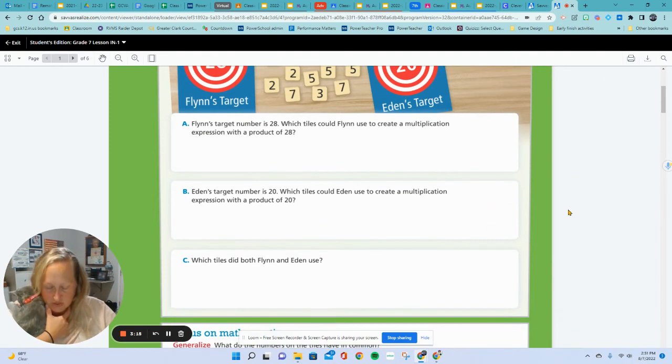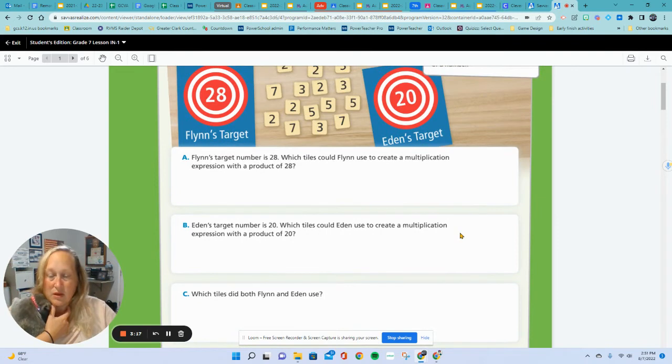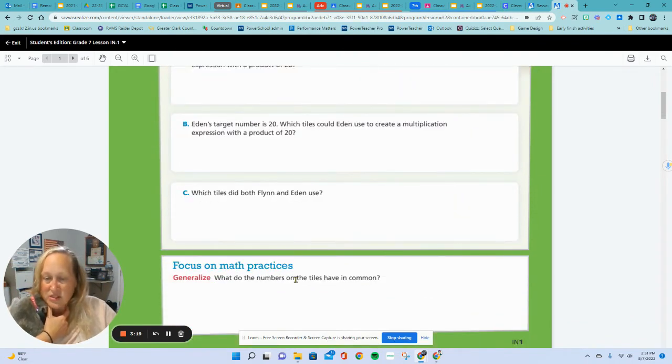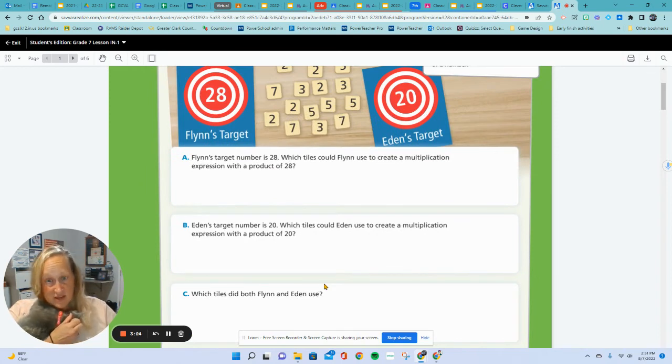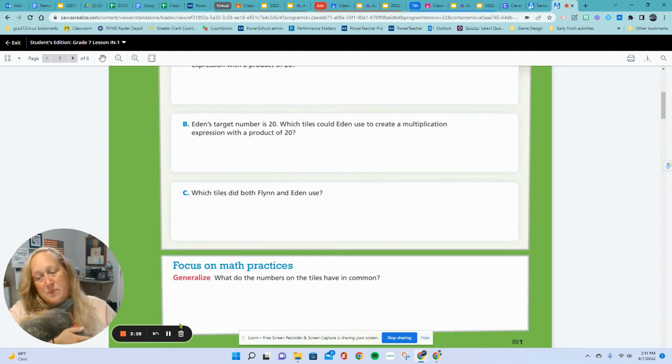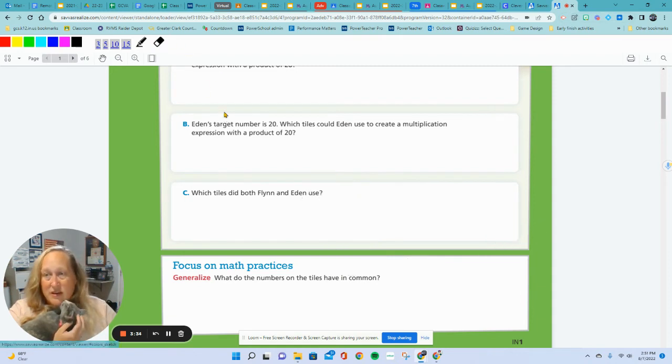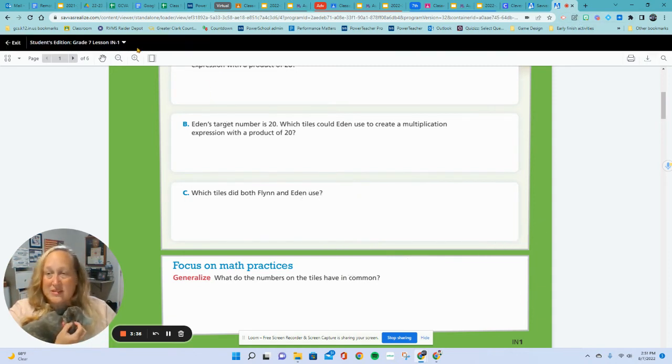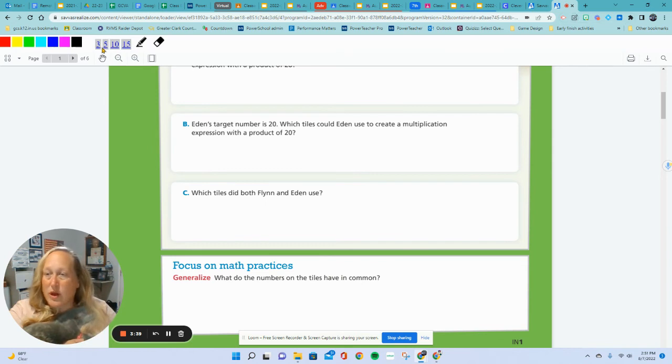Let's see what the next question says. The next question says, what do the numbers on the tiles all have in common? So take a pause, discuss it in the class. What do they have in common? Okay, did you come up with that they are something called prime numbers? That means that they are only divisible by itself and 1.